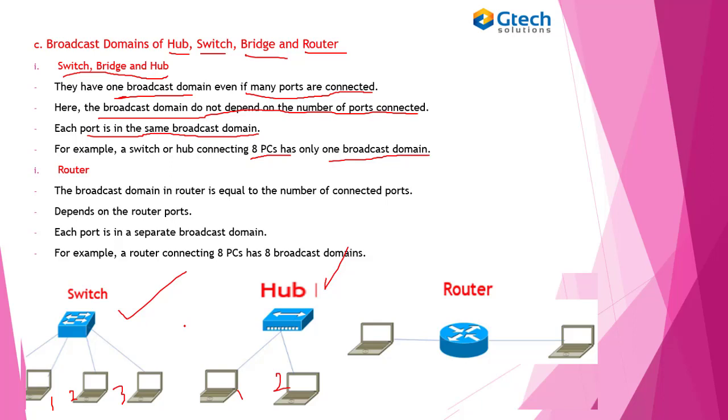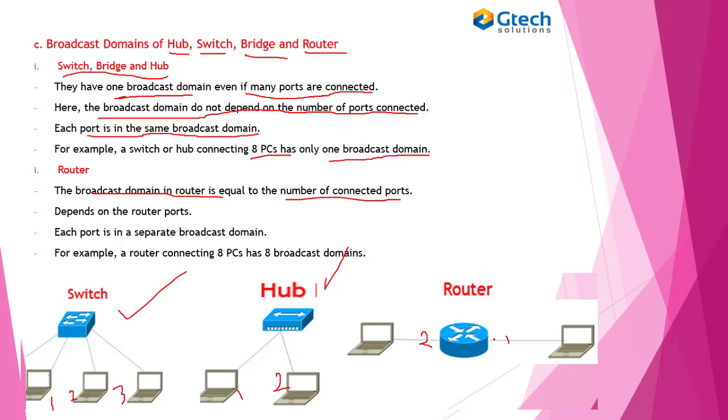Okay, so let us understand the broadcast domain of a router. The broadcast domain of a router is equal to the number of connected ports. The number of broadcast domains in a router is equal to the number of connected ports. Like this router is connected to how many devices? 2.